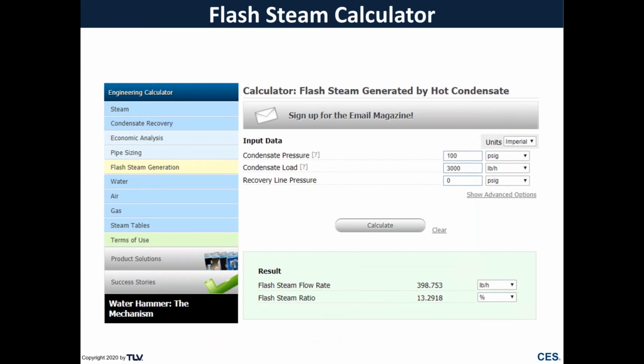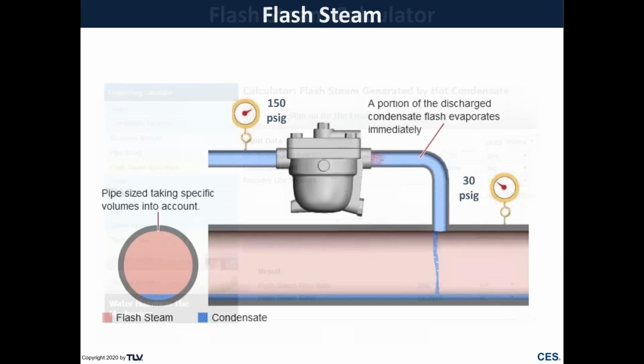And you can calculate the amount of flash that you're seeing from your steam traps using the TLV online calculator by entering in your condensate pressure, your condensate load, and what your recovery line pressure is to come up with a ratio of flash steam to condensate that you will see coming out of your steam traps. Now, when we're discharging those steam traps into a condensate return header, our header is going to look something like this, where we have a very large volume of flash steam with a relatively small volume of condensate.